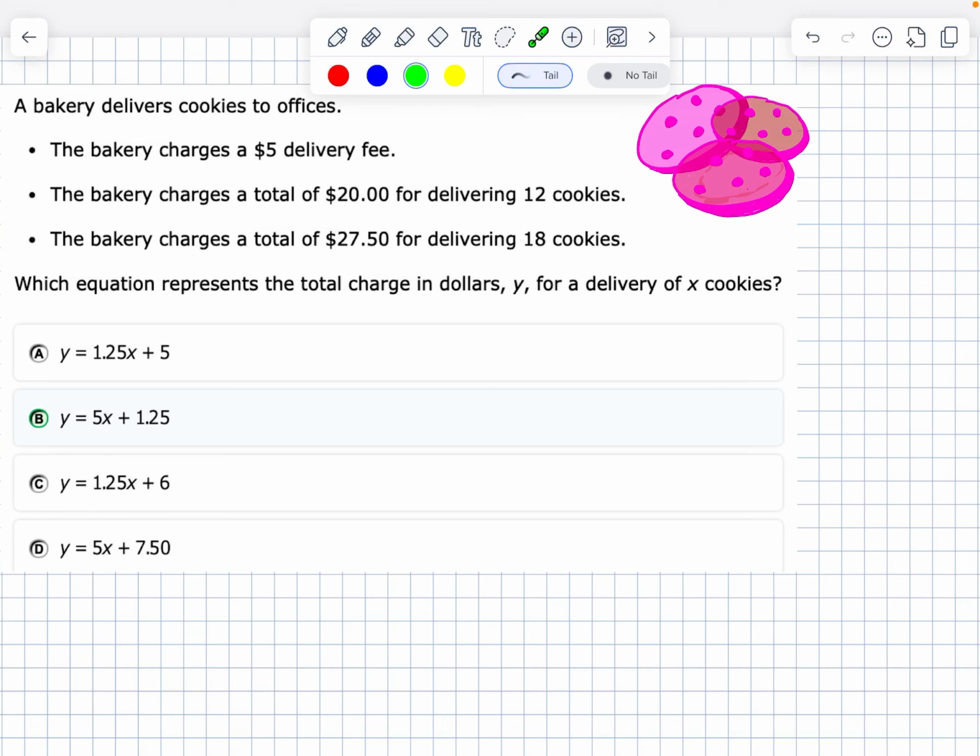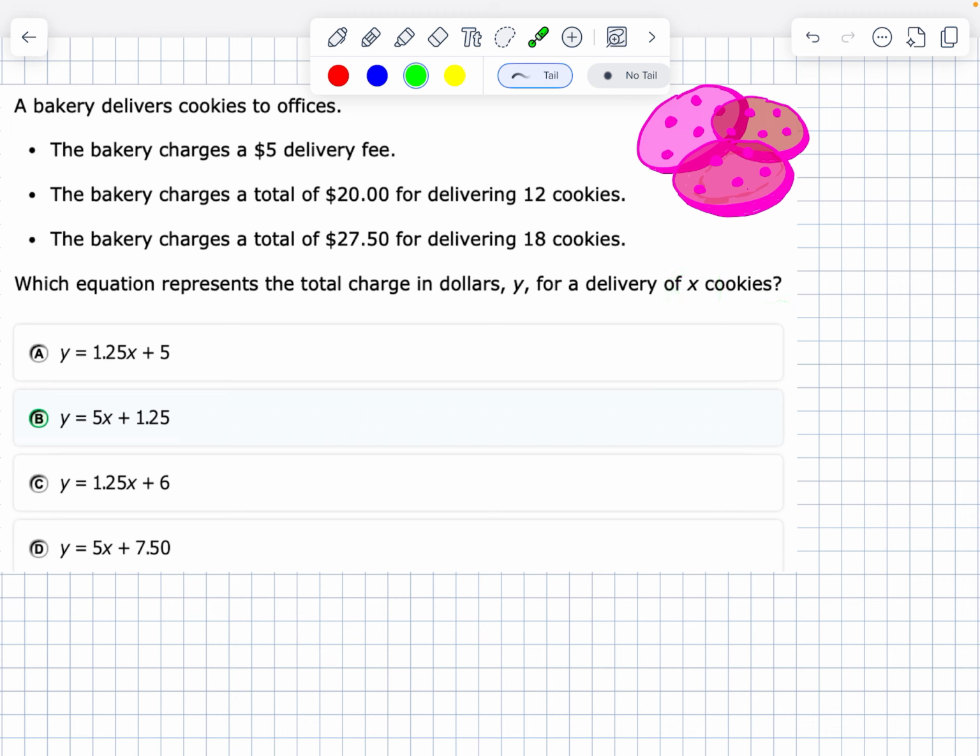This question says, a bakery delivers cookies to offices. The bakery charges a $5 delivery fee. The bakery charges a total of $20 for 12 cookies and a total of $27.50 for 18 cookies. And it's asking which equation represents the total charge in dollars, that's Y, for a delivery of X cookies.